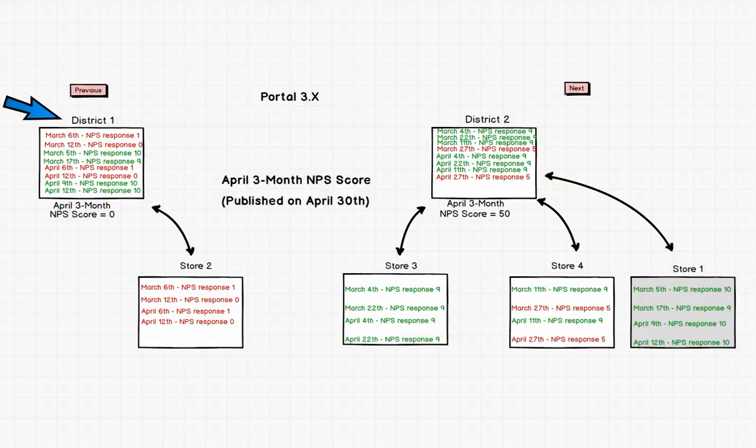For the 3-month score, it's the same way as the 1-month score. This store, his March and April scores, they still stay over here in District 1 because that's where he was at the time that those scores came in. And District 2 does not get any of Store 1's because Store 1 moved April 29th, right before the publish, and none of these survey responses came in after the 29th.